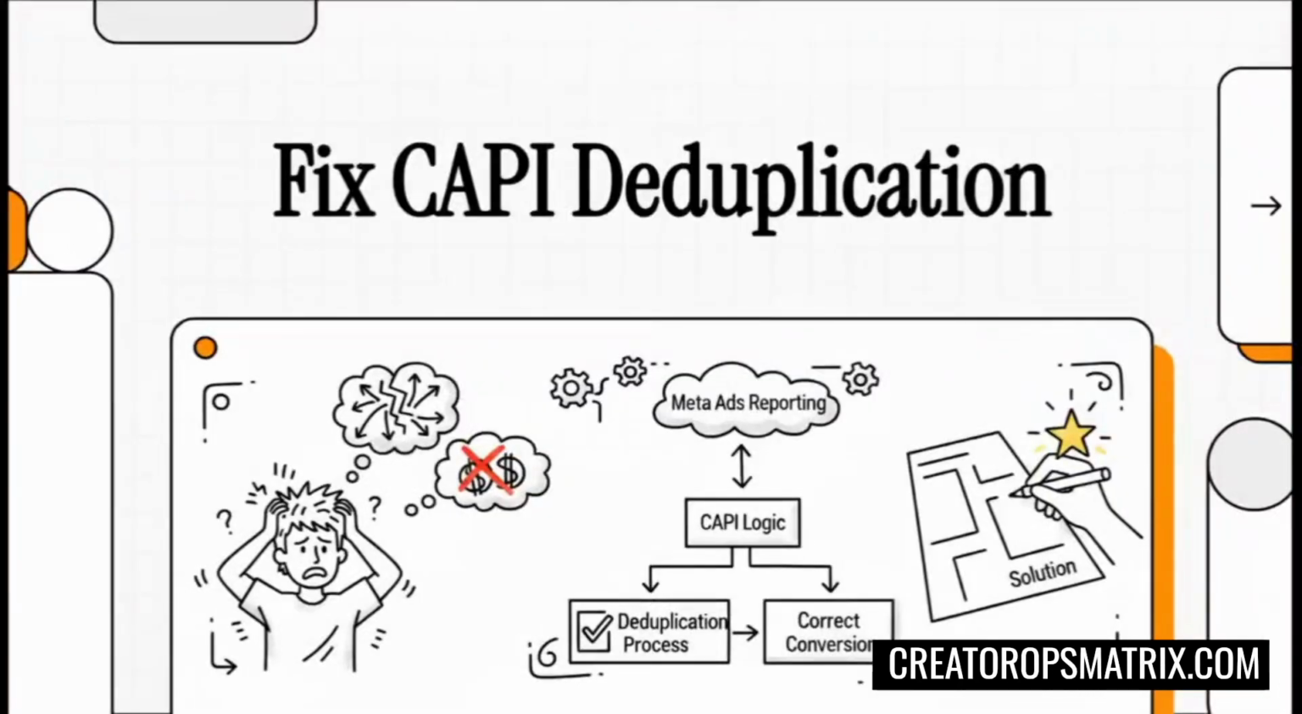Look, if you've been literally pulling your hair out trying to figure out why your Meta ads reporting looks like a complete work of fiction, you are in exactly the right place. Welcome to this explainer. Today, we're tackling the massive headache of Facebook Conversions API deduplication. We're going to diagnose your tracking nightmare and give you the high-level roadmap to stop double-counting your events for good.